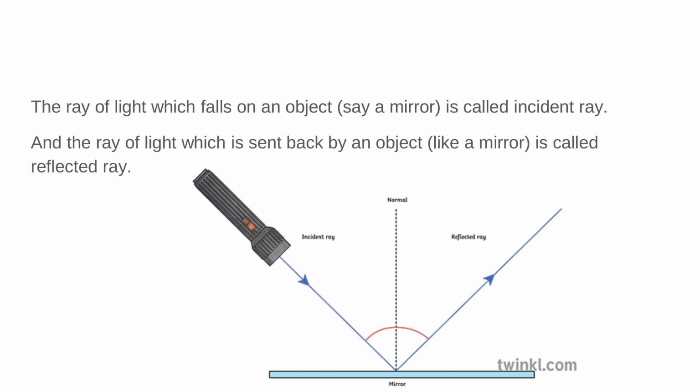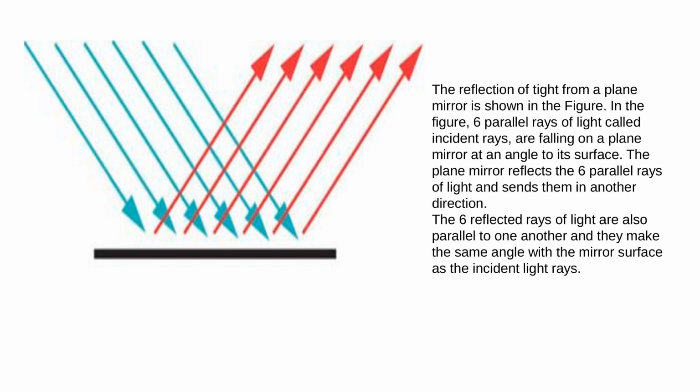Now, when this incident ray hits the surface of the object, can you see the surface of the object is sending back this light? The ray of light which is sent back by the object is known as the reflected ray. In this diagram, you can see the light is being reflected from a plane mirror, the kind of mirror that you see in your homes.